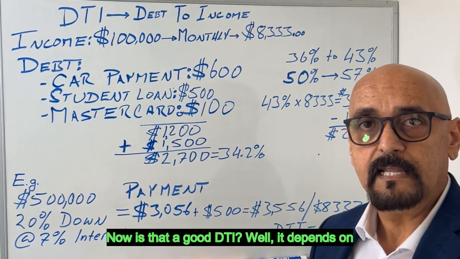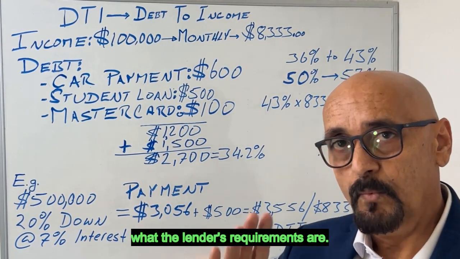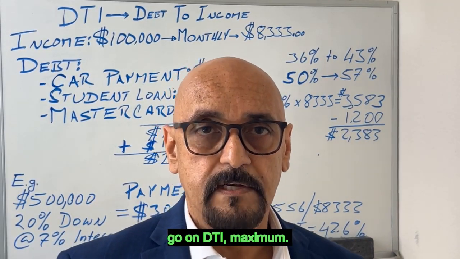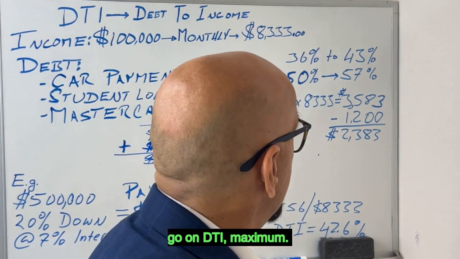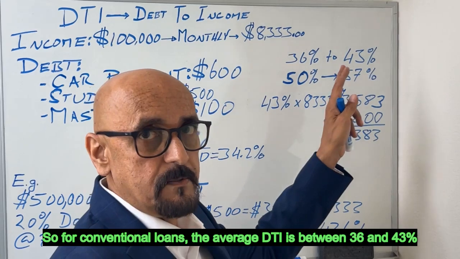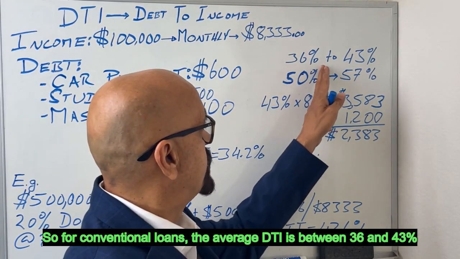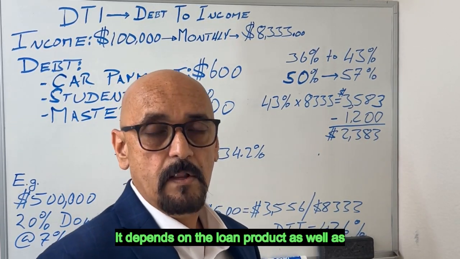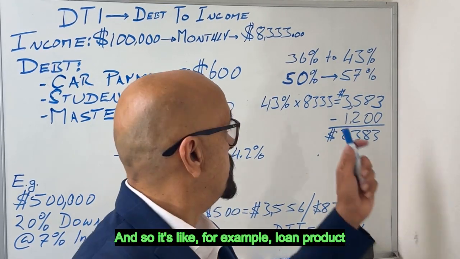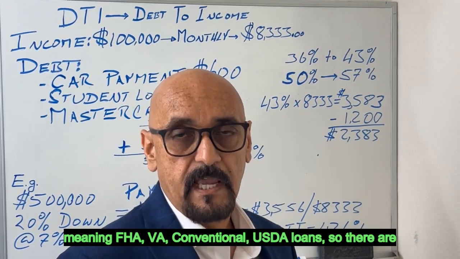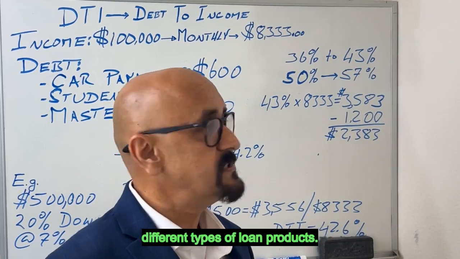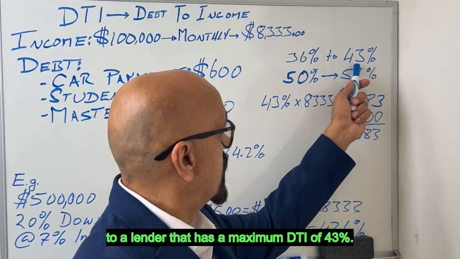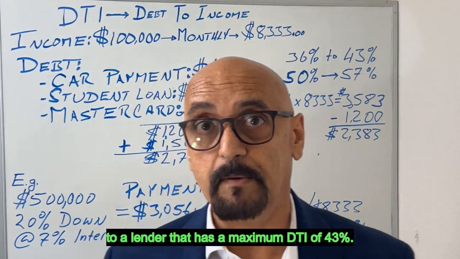Now, is that a good DTI? Well, it depends on what the lender's requirements are. How high does the lender allow you to go on DTI? What's your maximum? So for conventional loans, the average DTI is between 36 and 43%. There are lenders that will go higher to 50 to 57%. It depends on the loan product as well as the lender. Loan product meaning FHA, VA, conventional, USDA loans, just different types of loan products. So let's assume for our purposes that we go to a lender that has a maximum DTI of 43%.